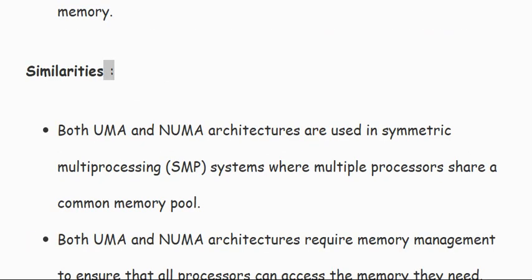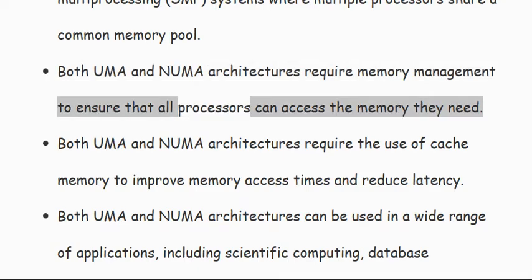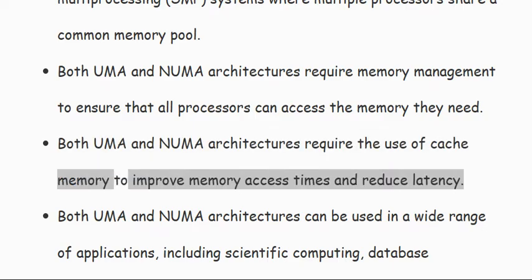Similarities. Both UMA and NUMA architectures are used in symmetric multiprocessing (SMP) systems where multiple processors share a common memory pool. Both require memory management to ensure that all processors can access the memory they need. Both require the use of cache memory to improve memory access times and reduce latency.